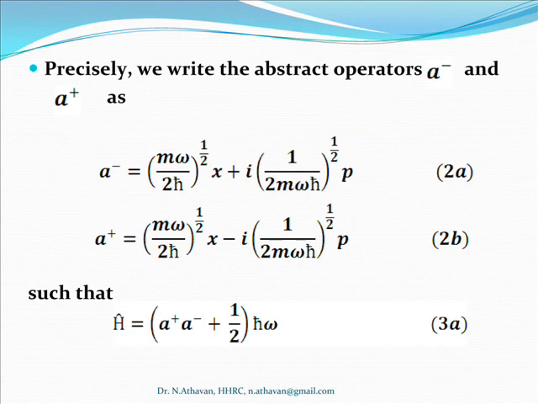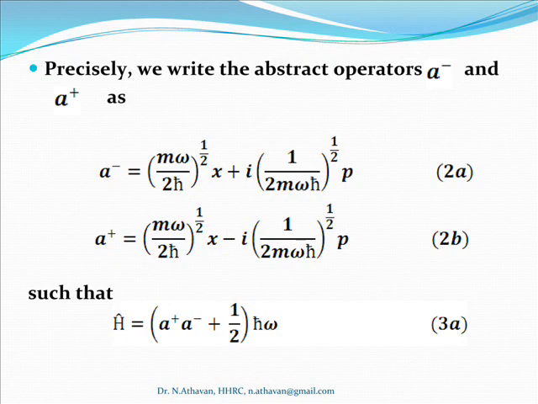Precisely, we write the abstract operators a minus and a plus, after substituting the values of a and b, as: a minus is equal to square root of m omega by 2 h cross into x plus i into square root of 1 by 2m omega h cross into p, and similarly the a plus operator as square root of m omega by 2 h cross into x minus i into square root of 1 by 2m omega h cross into p.